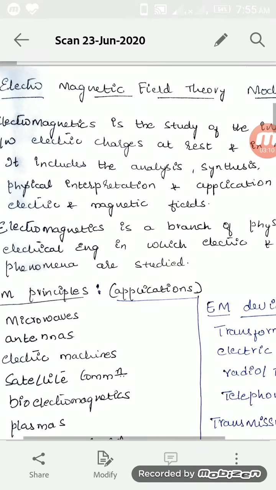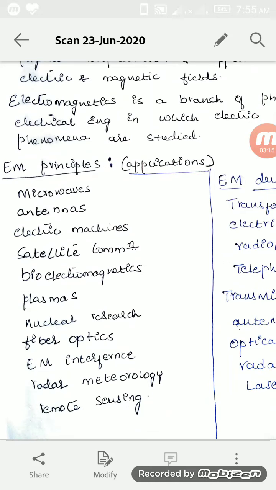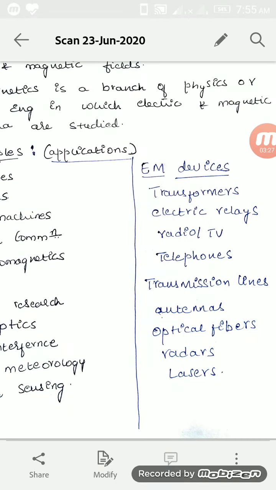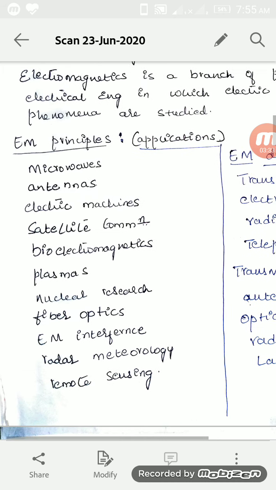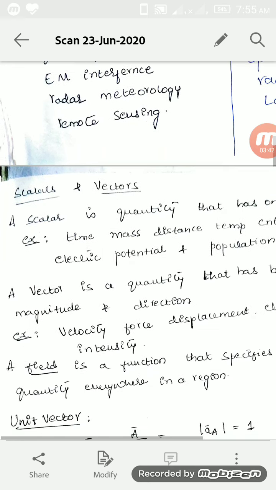Again, the definition of electromagnetics is given, and here we see some applications: microwaves, antennas, electric machines, satellite communication. All these are signals that are traveling in space. Radar. And devices are transformers, electric relays, radio, TV, telephones, transmission lines, antennas, optical fibers, lasers. All these are devices, and these are some applications. Fiber optics and electromagnetic interference are some of the applications of electromagnetic theory.